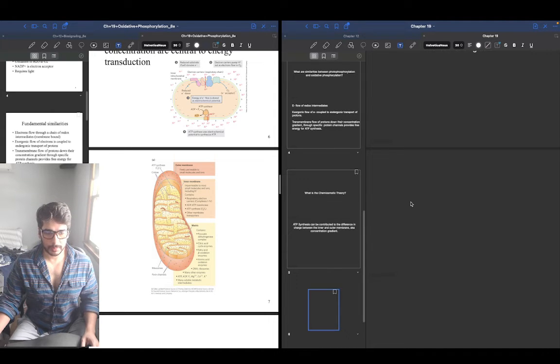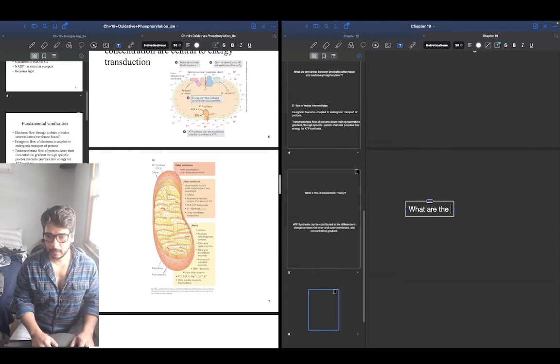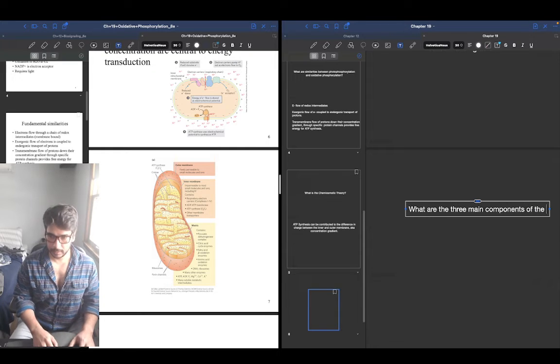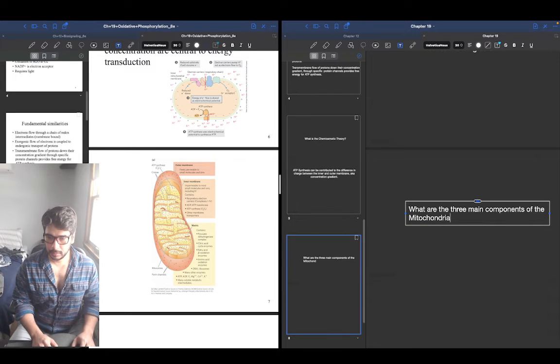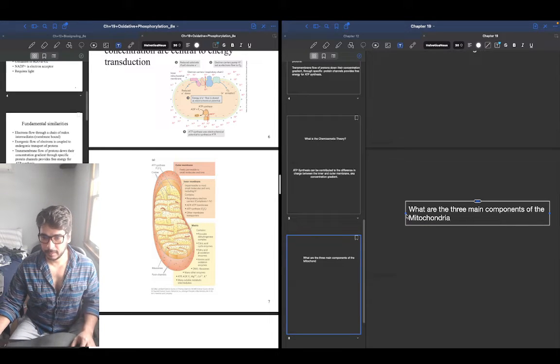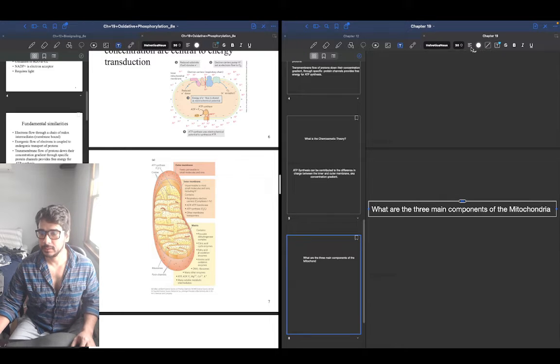What do I get from this particular slide? There are 3 main components. What are the 3 main components of the mitochondria? I'm not sure if this is a component, but the way I interpret this diagram is that's what it's saying. So let's go back.